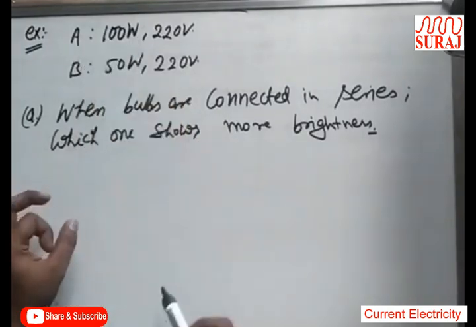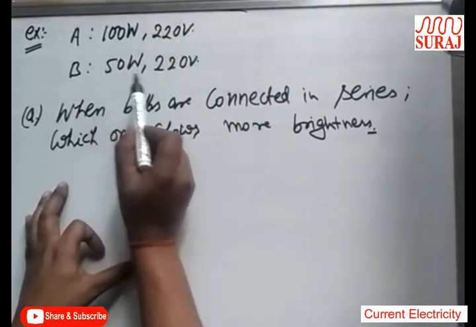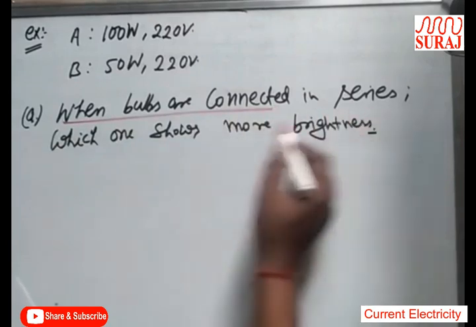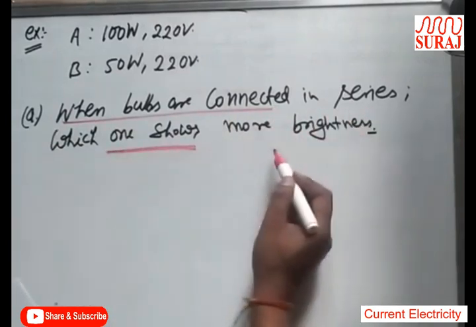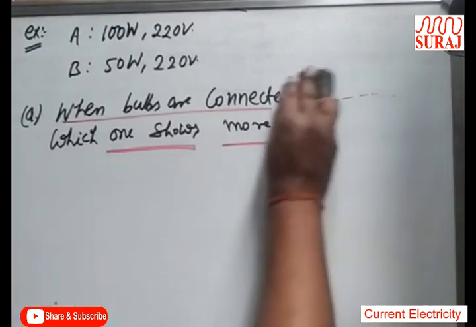We have two bulbs with ratings of 100 watt, 220 volt and 50 watt, 220 volt. In the first case, when the bulbs are connected in series, they have asked which bulb shows more brightness. So we will solve the question.